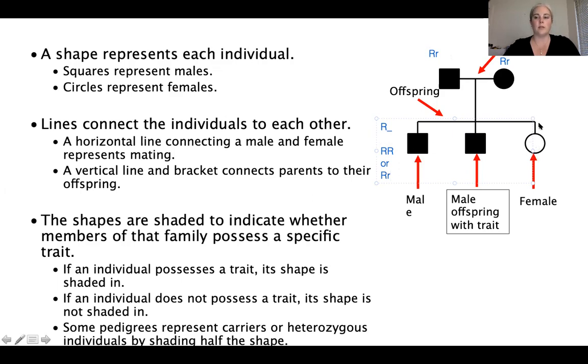However, this individual that is unaffected, I know for certain that they got little r, because if they had received either one of these dominant alleles from either parent, they would have also expressed the trait.